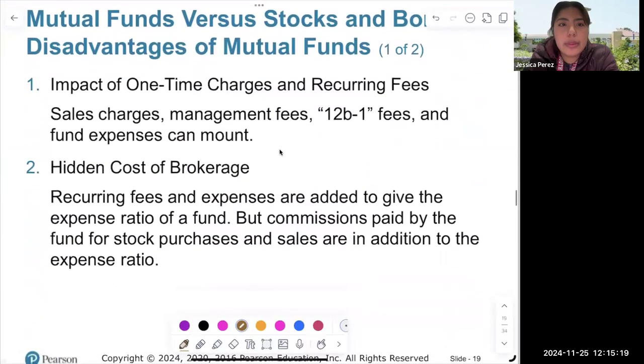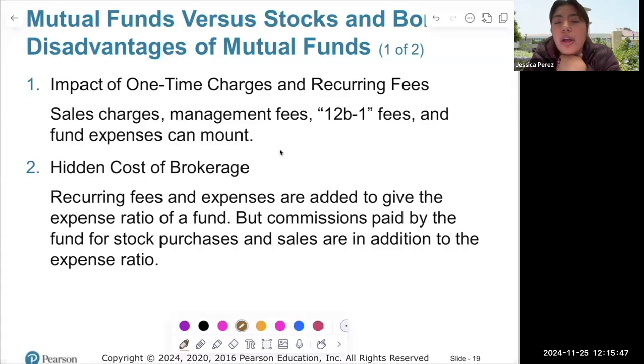Again, continuing with the impact of one-time charges and recurring fees. So sales charges, management fees, the 12b-1 fees, and the fund expenses can mount. These are the different types of fees. So every time you buy a stock, every time you buy a fund or a mutual fund, these fees can sum up, can mount up.